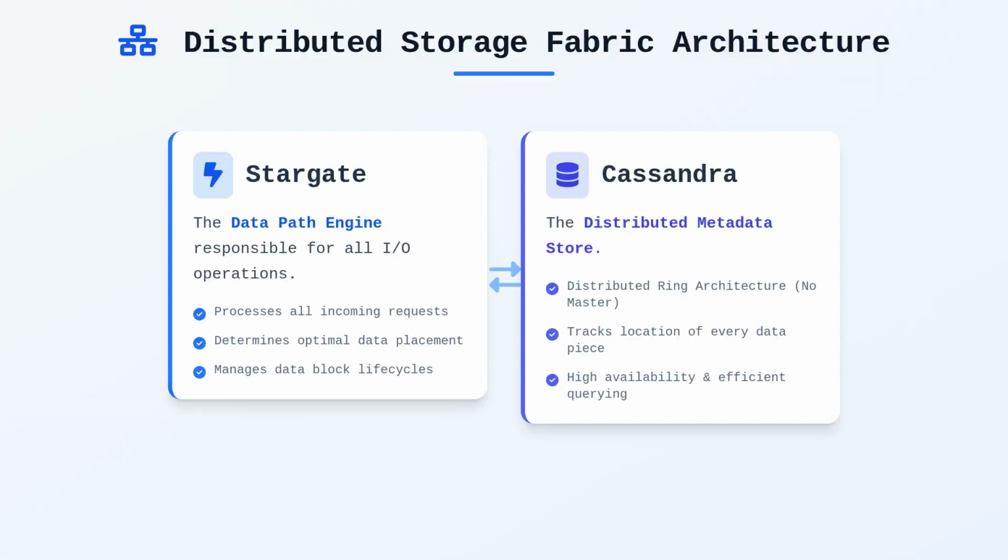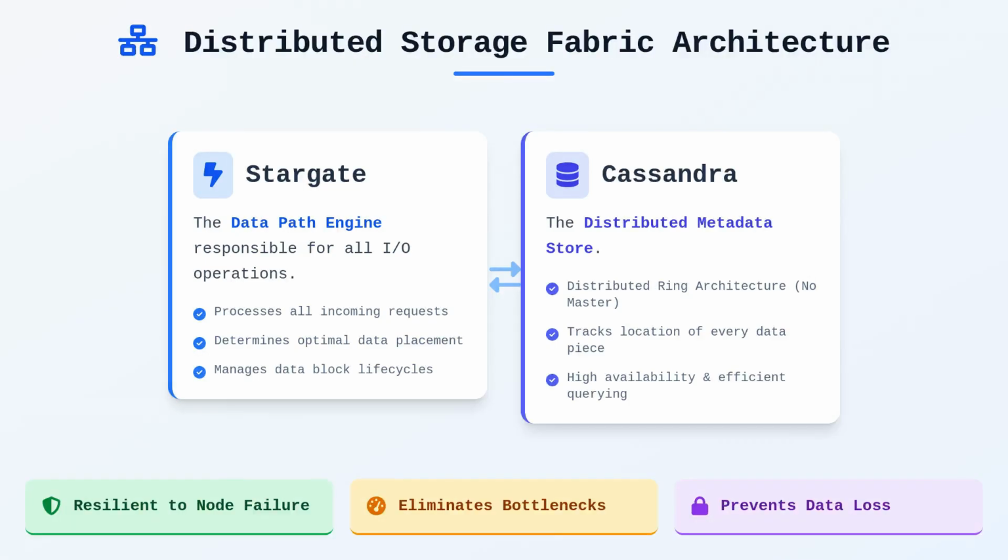If you imagine a massive library where the card catalog is split among hundreds of librarians who all talk to each other, you get a sense of how Cassandra maintains consistency across the environment. This metadata management is crucial because even if an entire node fails, the cluster can quickly reconstruct the location of its data by querying the remaining nodes. Consequently, the system remains performant and resilient, preventing data loss even under significant cluster-wide hardware failure scenarios.